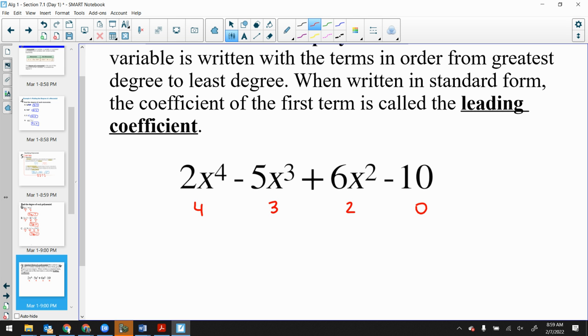The word coefficient means a number multiplied to a variable. So in this case, 2 would be my leading coefficient. My leading coefficient would be 2 here. Okay? Again, you have no idea what it means right now. All you're focused on is identifying what it means. So the leading coefficient would be 2, the degree would be 4.